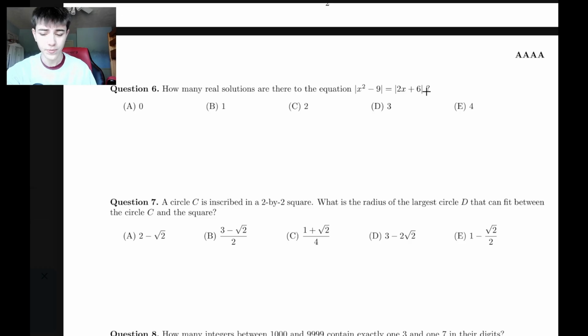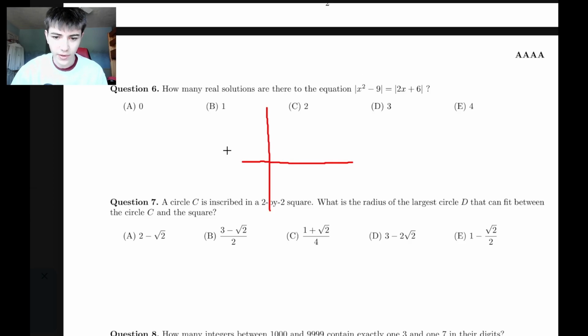Actually, the cases where they're both negative, we're going to get a redundant case. Well, this is a little bit confusing for me, so the way that I would do this is just graph it out.